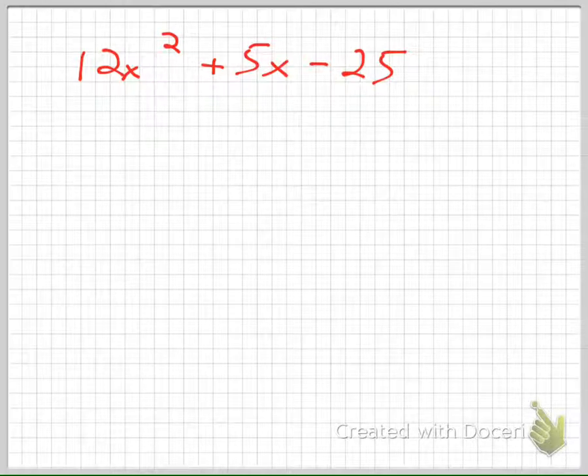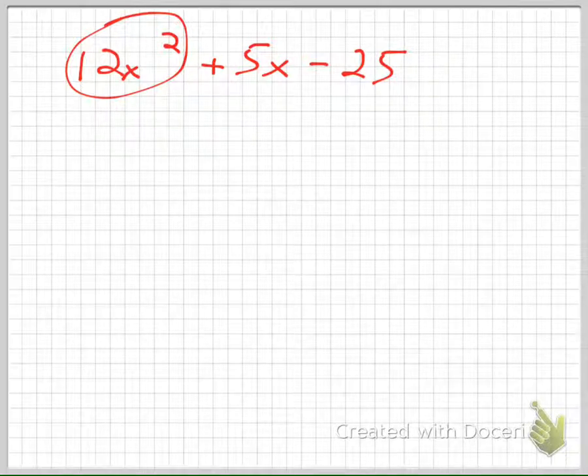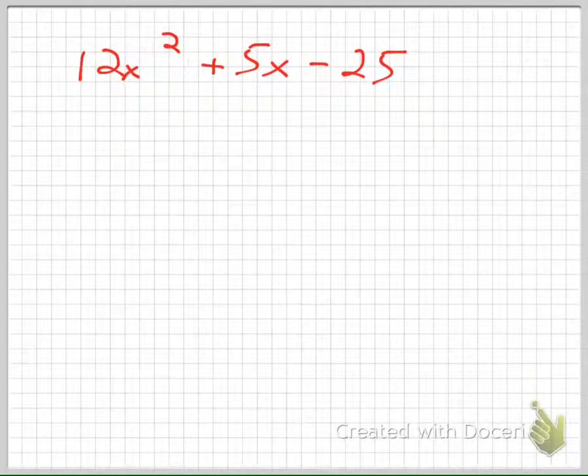First thing we do, listen, you have to go through the steps that you already know how to do. Is there something I can pull out of this? No. Now we're going to see if it's a perfect square trinomial. Is 12x squared a perfect square? No. So that doesn't work. So now we have to go back to our old bread and butter, the old way that we know how to do this, which is you find 12 times 25, which is 300. I have to find the factors of 300.